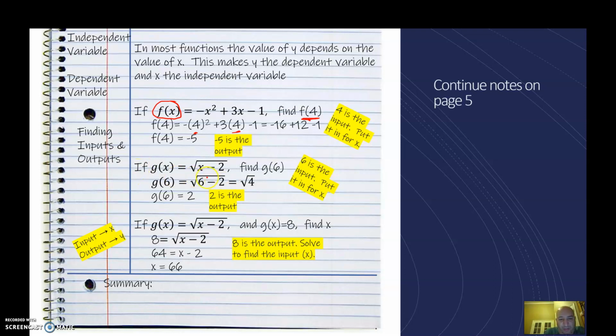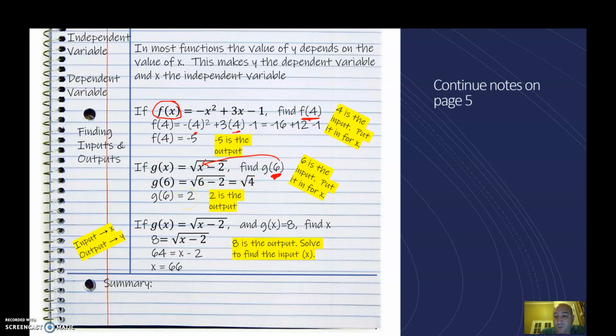The second problem down here, you're plugging a 6. See how the 6 is inside parentheses? So the 6 is going to go into that x position. So you can see underneath 6 minus 2 instead of x minus 2. That gives you radical 4. Square root of 4 is 2.